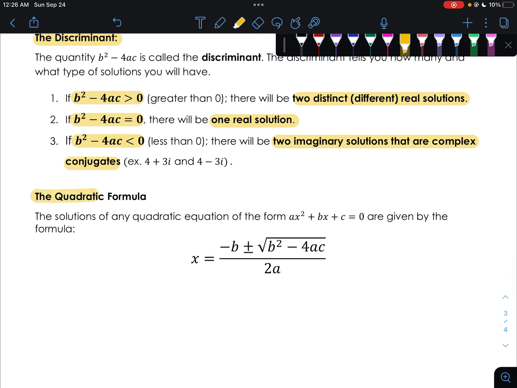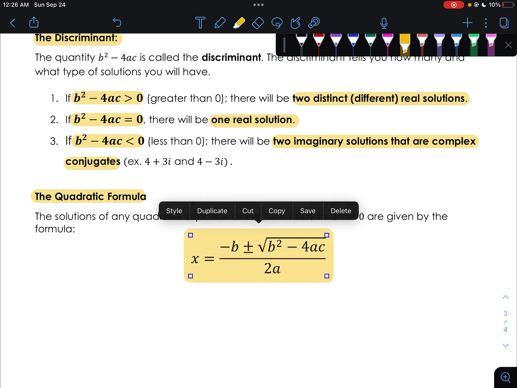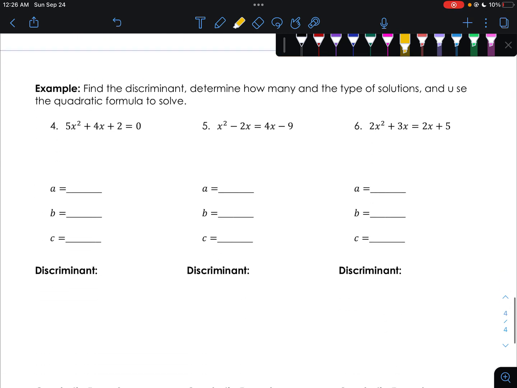Then that takes us to the quadratic formula. If we have an equation in the form ax squared plus bx plus c equals 0, we can use the quadratic formula to help us find the x-intercepts, the solutions, the zeros, the roots. This is a method that always works, whereas factoring does not always work. So there's our quadratic formula. We have some examples we're going to work out.